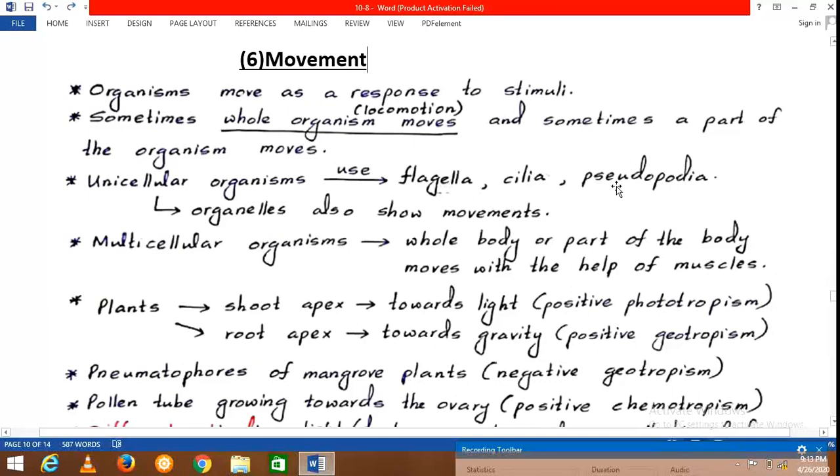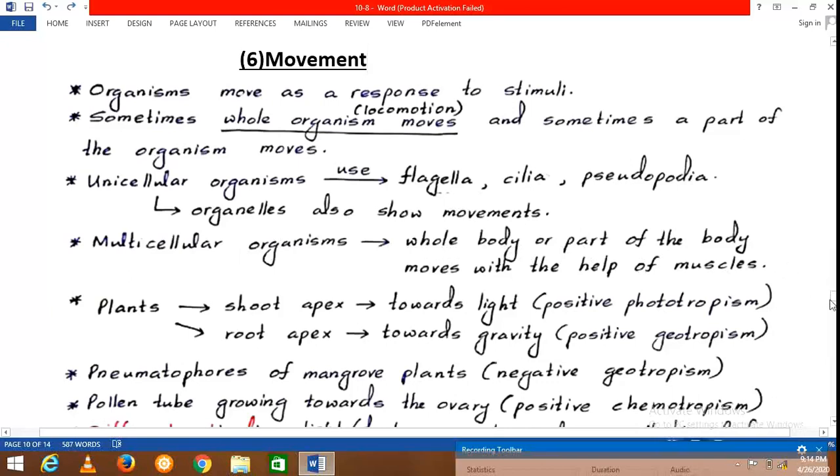If you can remember, at the very beginning I showed you flagella are present in Chlamydomonas, Euglena, and cilia are present in Paramecium, and pseudopodia are in amoeba. They use these for locomotion. The whole cell moves. And in unicellular organisms, organelles also show movements. The internal organelles also show certain movements. When we come to multicellular organisms, the whole body or part of the body moves with the help of muscles.